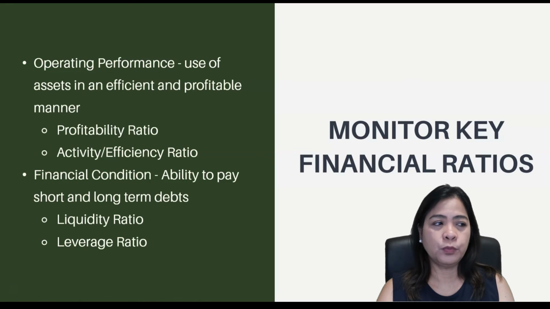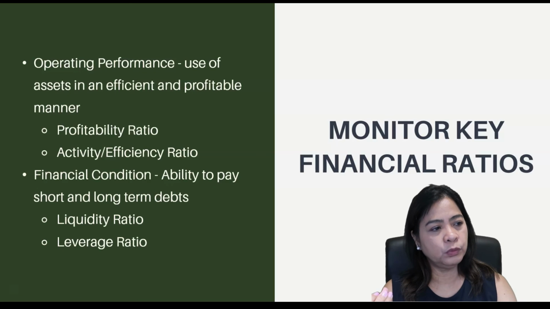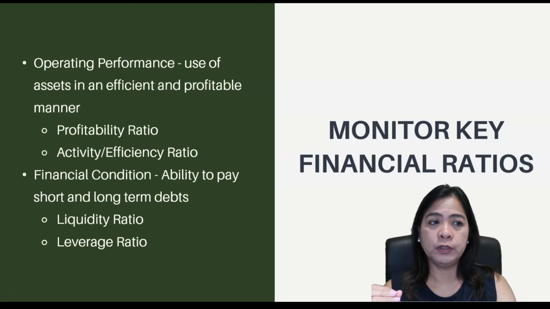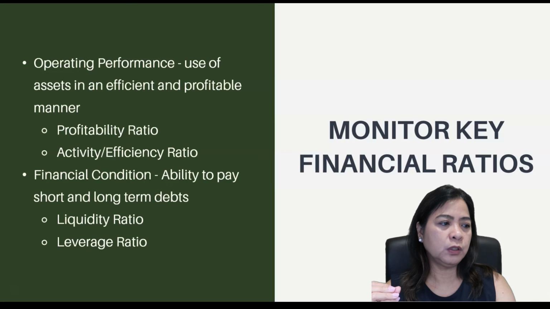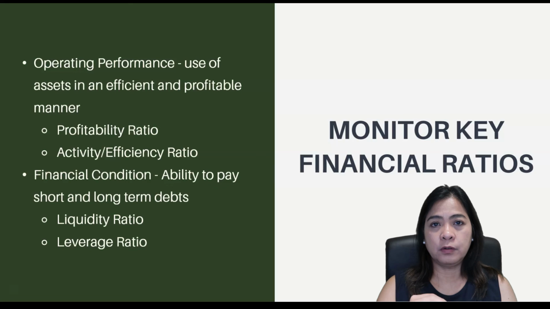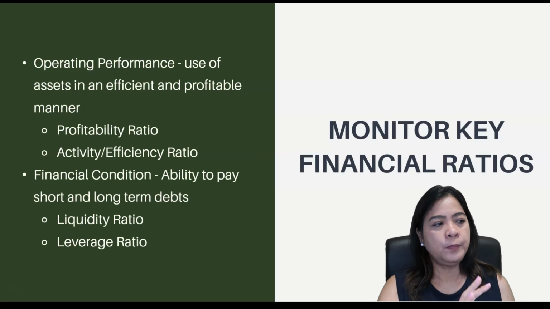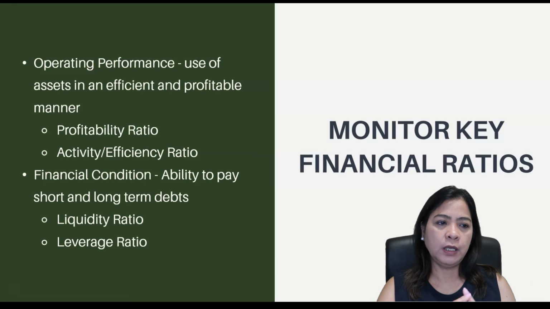Of course, profitability ratio, activity efficiency ratio, those are your days sales outstanding, which is the age of your receivable, your inventory turnover. Some of the financial condition measures here would be your liquidity ratio, and that would be your current ratio or acid test ratio, and then your leverage ratio. So those are some of the ratios that you can establish as key performance indicators for your business.